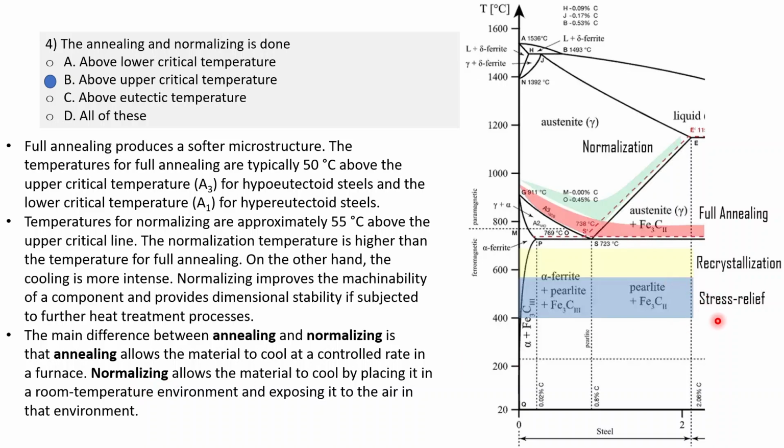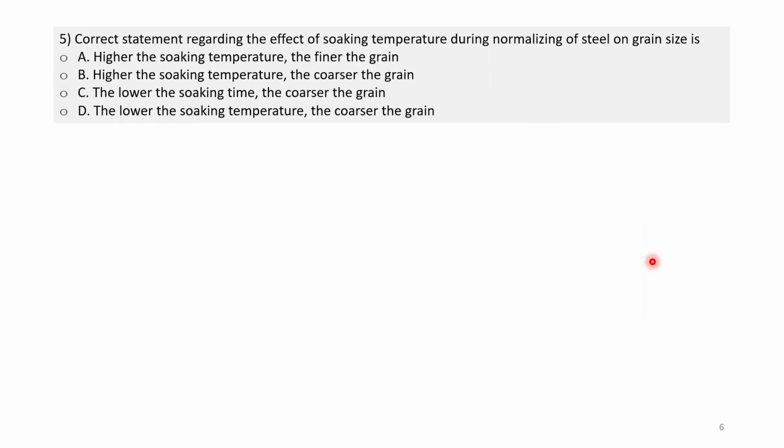Next, stress relief I think will be talked about further. So in question 5, the correct statement regarding the effect of soaking temperature during normalizing of steel on grain size is: higher the soaking temperature, the finer the grain; or higher the soaking temperature, the coarser the grain; or the lower the soaking time, the coarser the grain; or the lower the soaking temperature, the coarser the grain.